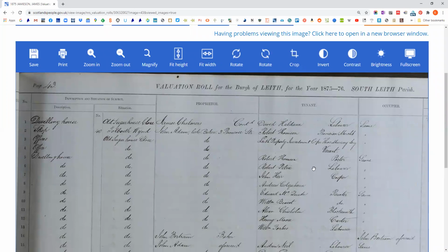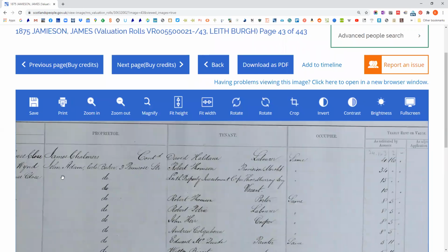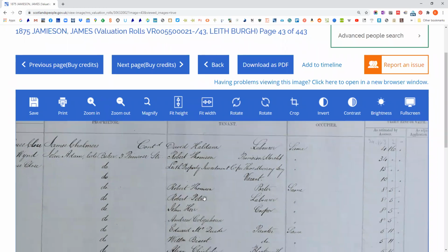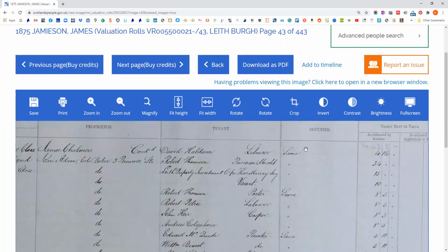And then you get who's actually renting from the owner. So you have the Leith Property Investment Company. This one's empty. And then you have Robert Thompson, Robert Petrie, and so on, renting. And then who's actually occupying the premises. There are times that you will have 3 different names. It'll be owned by one person, rented by somebody else, and then the tenant is actually subletting to the occupier.